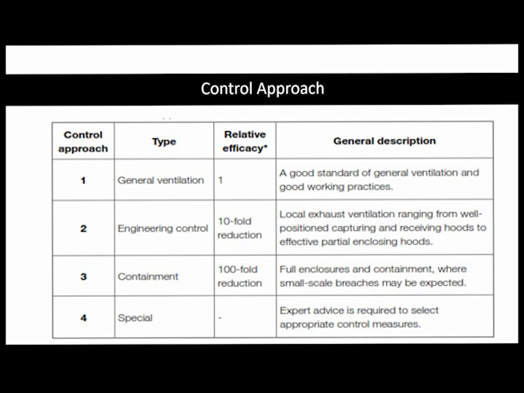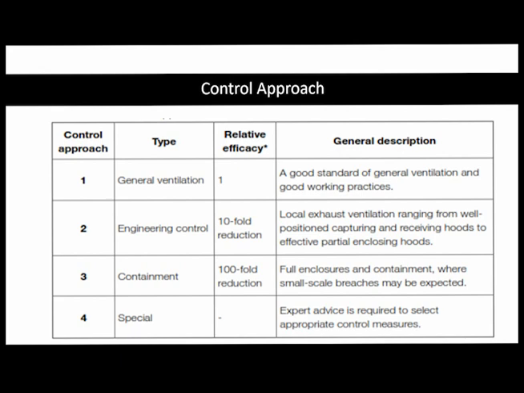So there's not much needed, shall we say, in the way of engineering controls, etc. And if you go to control approach 2, it's an engineering control, and they expect there to be a 10-fold reduction in the exposure from using that engineering control. And it gives you some examples on the far right column about what an engineering control will look like. Control approach 3 is containment, and that's a 100-fold reduction.